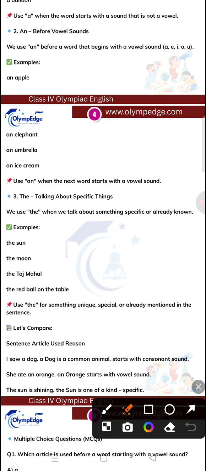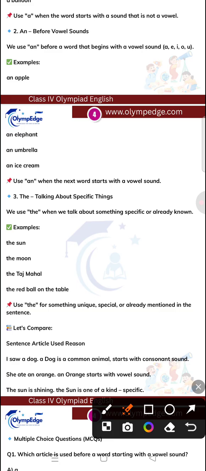Then let's compare sentence, articles used, reason. So in the sentence, we will find out the article used and then we will find the reason why that article is used. So first we'll have the sentence, then we'll have the article used and then we will have the reason. So here the sentence is I saw a dog. Then what is the article used here? We have used the article a, right? So the article used is a.